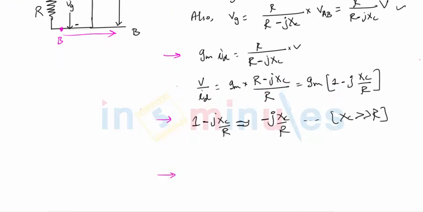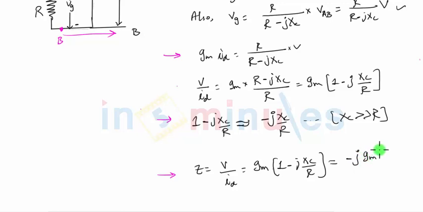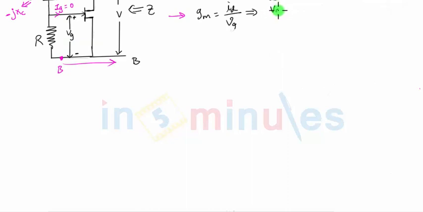So with that, we come to the last step of the derivation. We finally define the expression for Z. Z was nothing but, we had written Z as V upon ID. We already have V upon ID as GM into 1 minus jXC by R. But you can see we have just now replaced 1 minus jXC by R with only minus jXC by R. So this is almost exactly the same as, I'll keep minus j outside, it becomes GM XC by R. This means VG from this equation becomes ID upon GM.